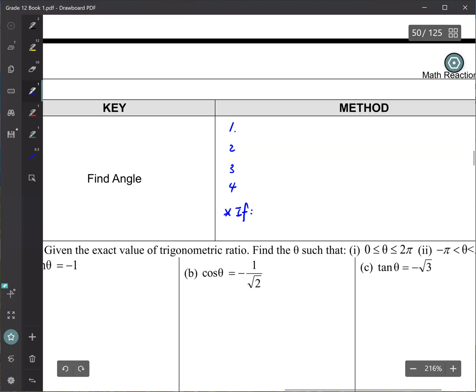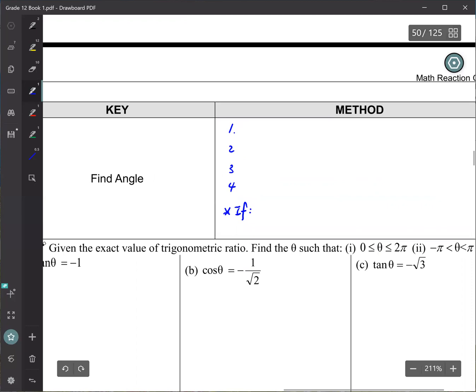So William, what is step 1? Check sign. Yep, very good. Check sign, right? We're checking positive, negative sign for the ratio.